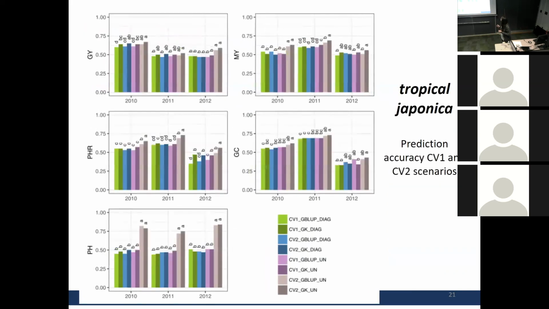And for tropical japonica, we see kind of the same trend, but not as pronounced as with the indicas. Again, using the cross-validation 2 with the unstructured covariance matrix, we can achieve better prediction accuracies.